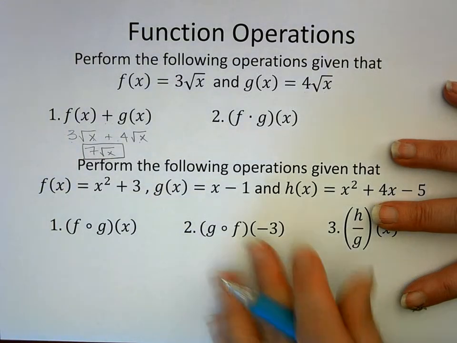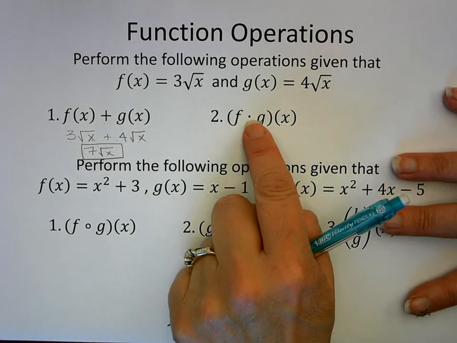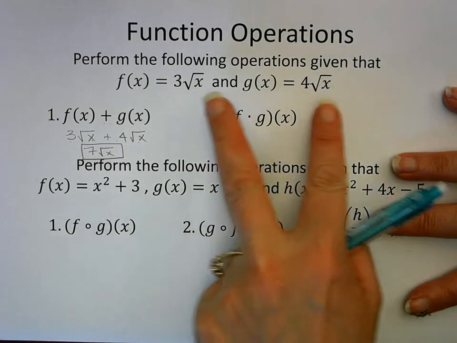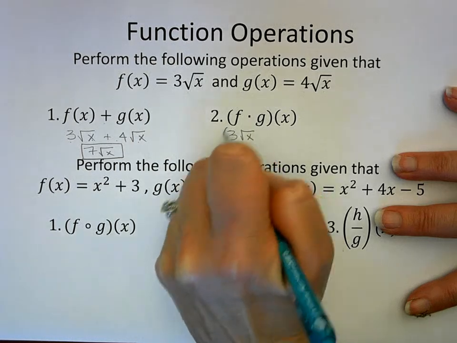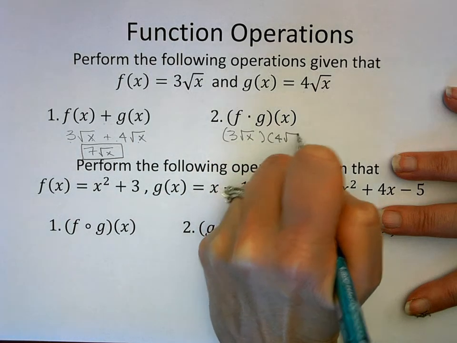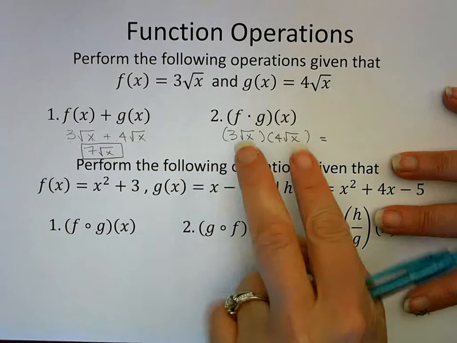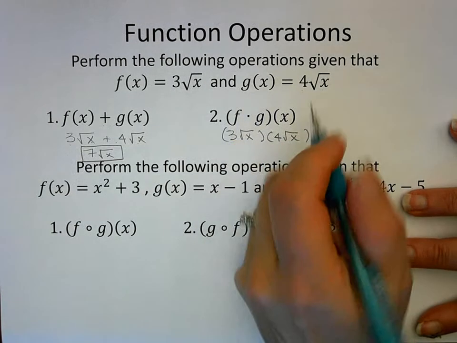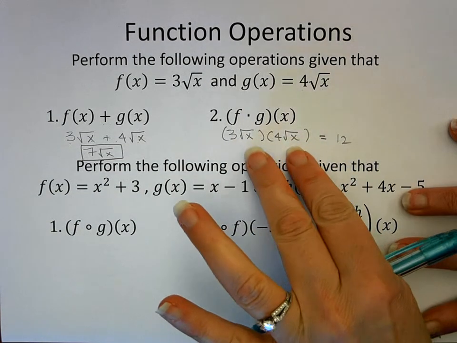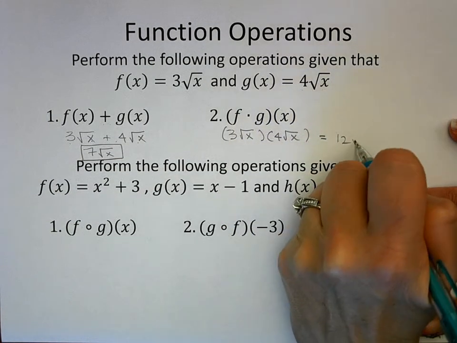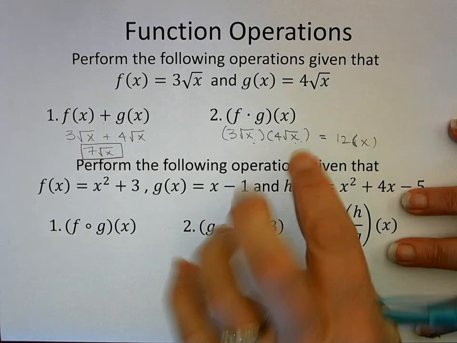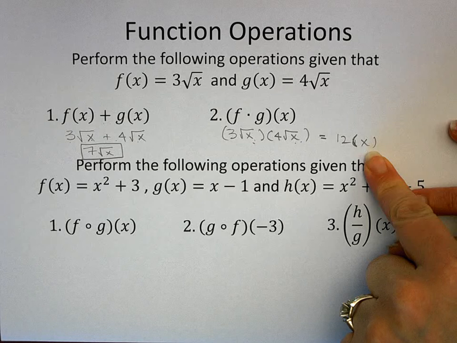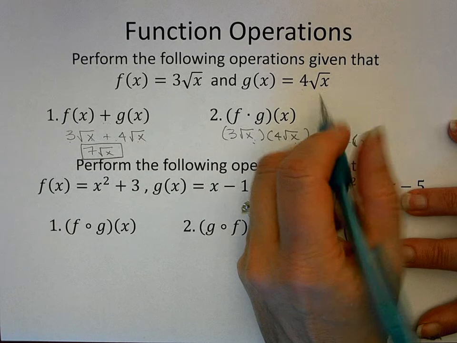For number 2, they want me to multiply. So I'm going to take my 2 functions and then I multiply 3 times 4. And then root x times root x. So if it's like radicals I'm multiplying, it's going to be just x, right? Root x squared or just x. So then my answer would be just 12x.